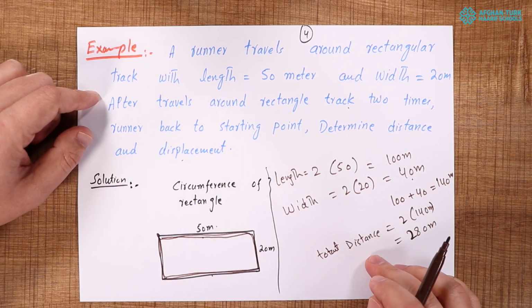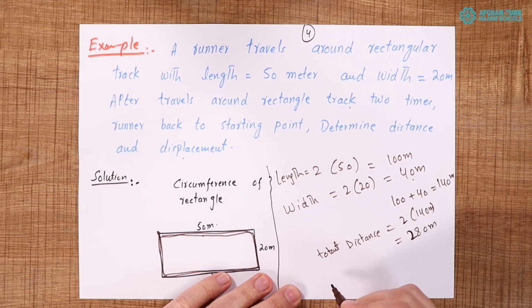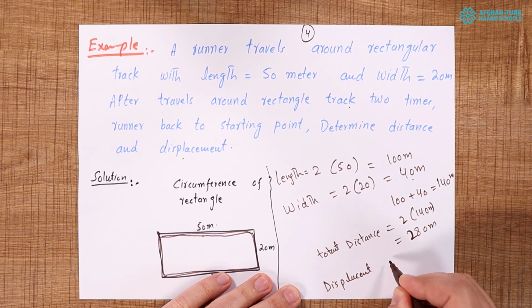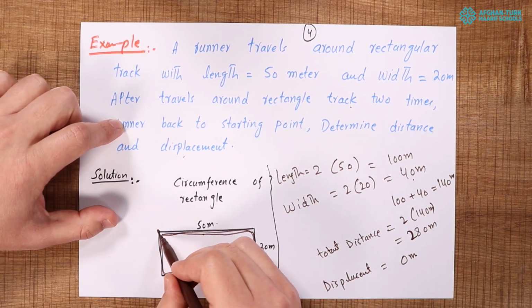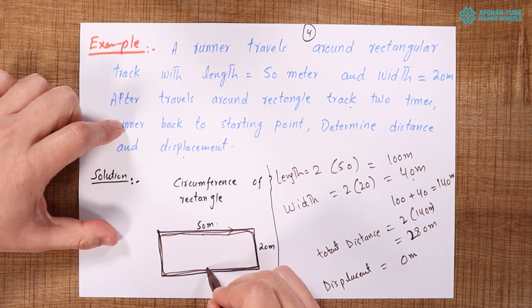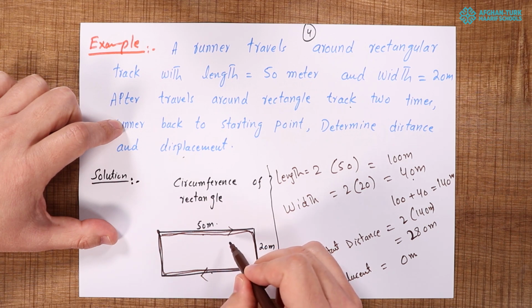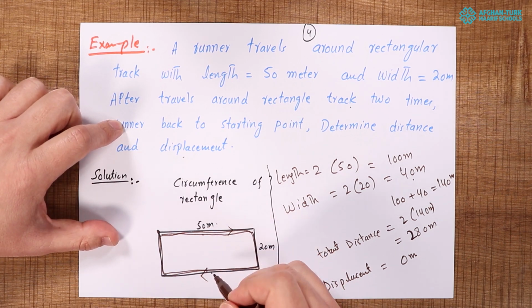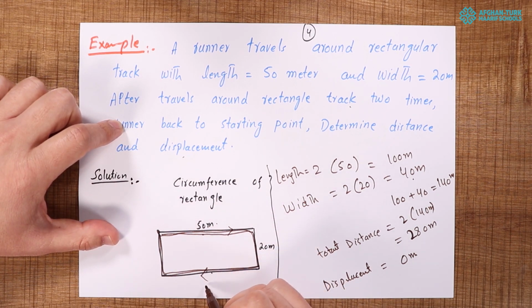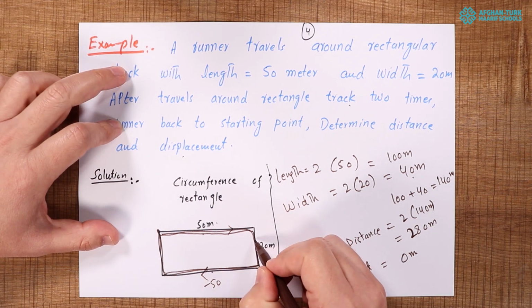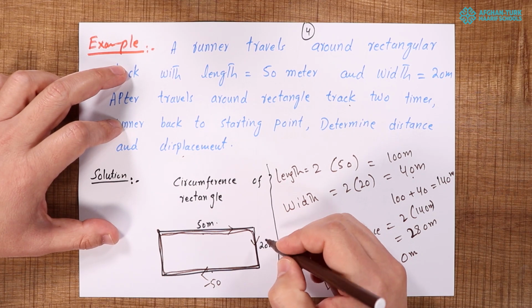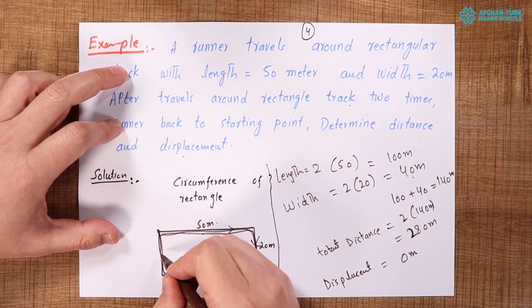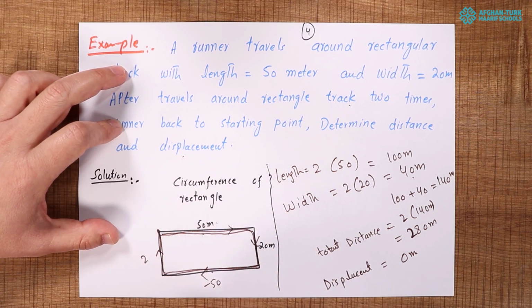Now what about the displacement? The displacement is equal to 0 meters. Why? Because this side and this side are opposite and their magnitude is the same. Like this is plus 50, this is minus 50. If we go downward, this is minus, and if we go upward, this is plus.